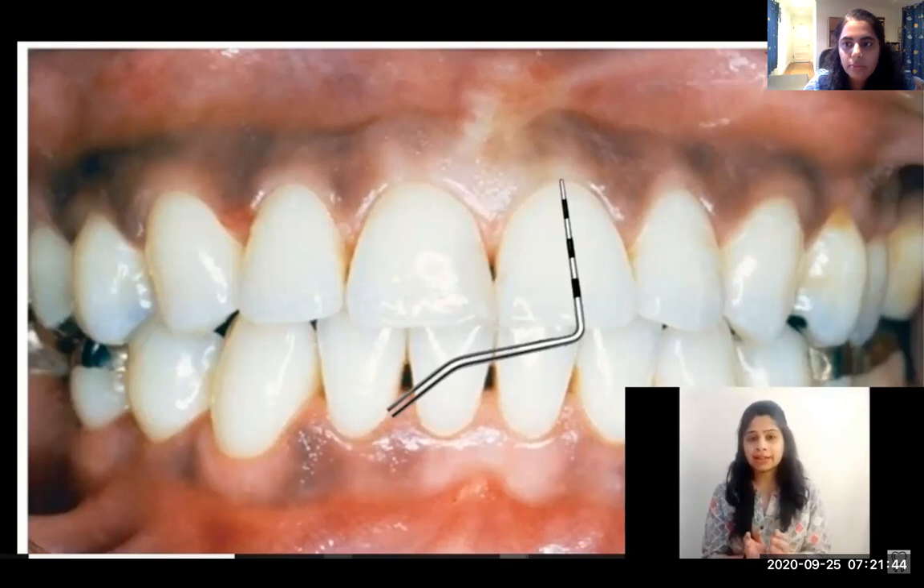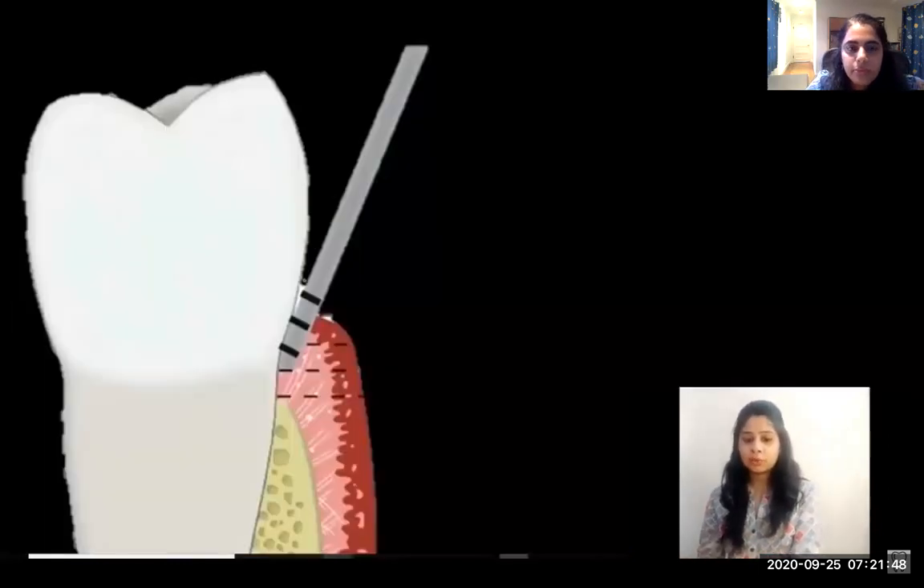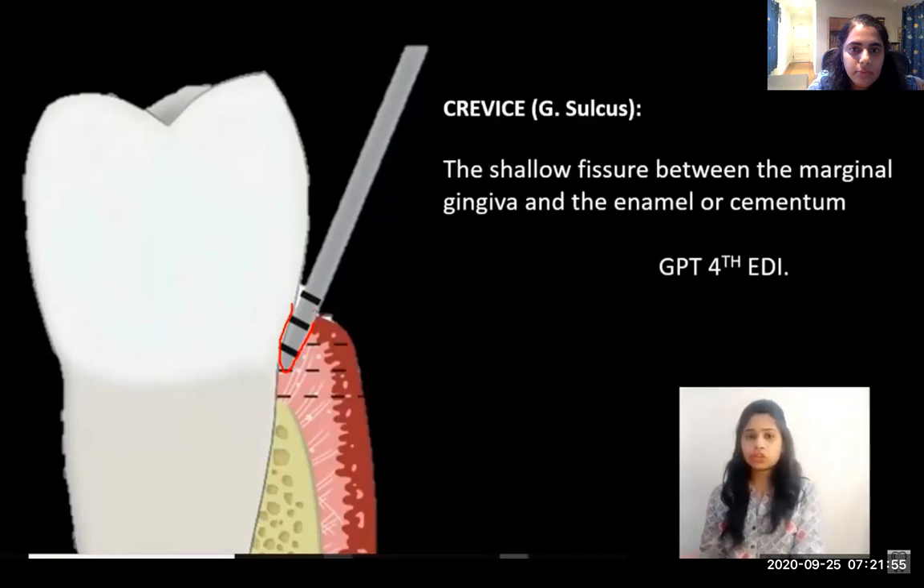So let's see a schematic diagram to understand this better. So here, as you can see, this probe is entering into a space, and this space is called the gingival sulcus. The GPT, which is the Glossary of Periodontal Terms, defines the gingival sulcus or the crevice as a shallow fissure between the marginal gingiva and the enamel or the cementum. So let's break this definition down for better understanding. The first half of the definition states that it is a shallow fissure.